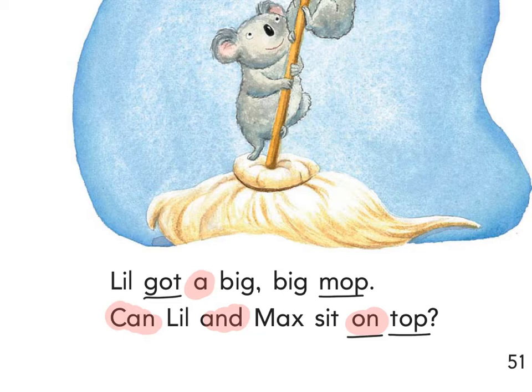So then let's look at that first word is Lil. I think that's her name. You told me that word is got. What does big spell? Big, comma, big, mop. And then I have a period. You guys told me that word is can. We know Lil. You know the word and. Let's sound out this one. Max. Max. Let's sound out this next one. Sit on top. And what is this punctuation we need to circle? Question mark.